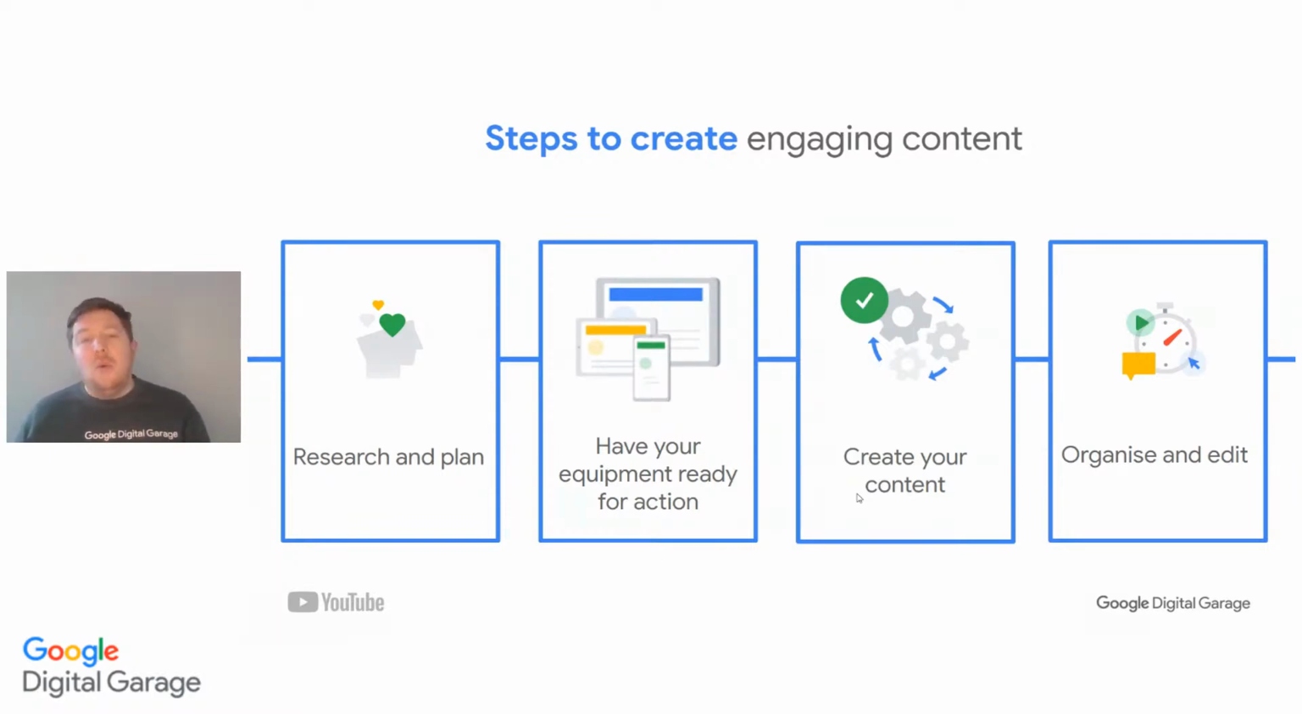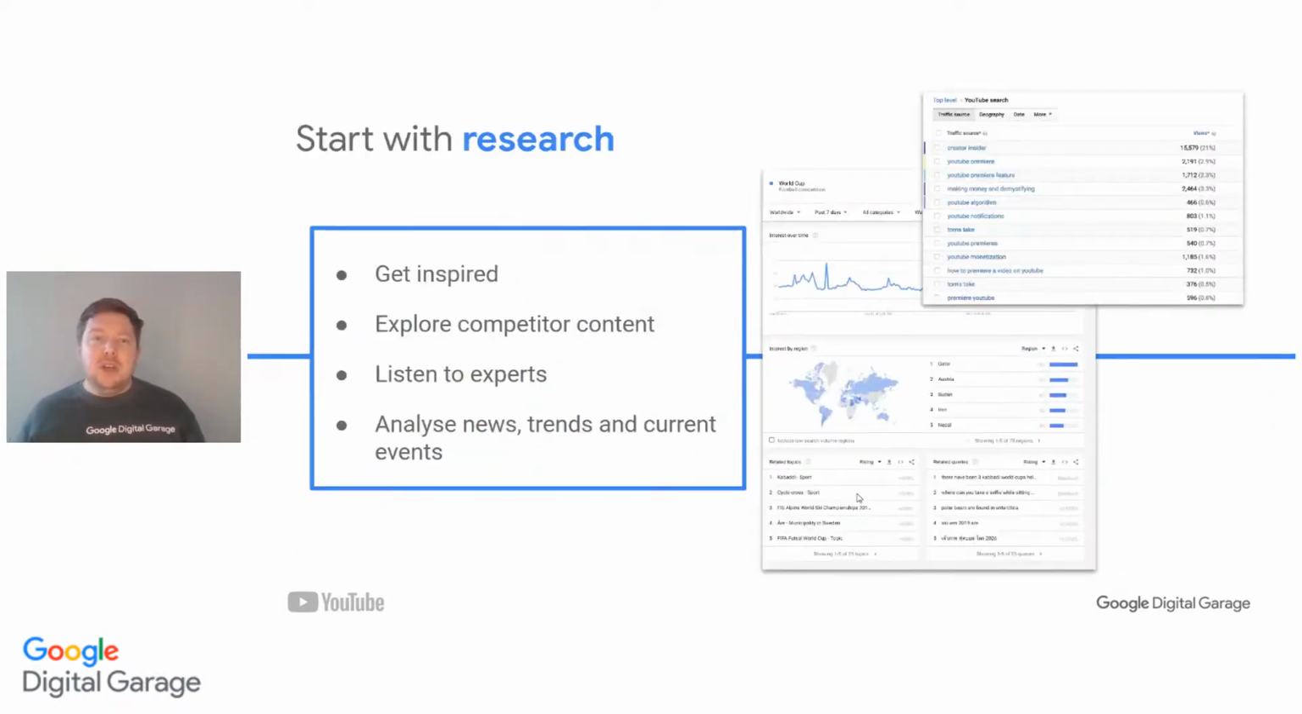Creating your content, what we're going to do once we've got the content, and organizing and editing your content. So before we even get going, we need to know what keywords we are going to use. Go to the address bar, type in trends.google.com, or just type Google Trends into Google, whichever works for you. What's great about this is you can start to research certain words.